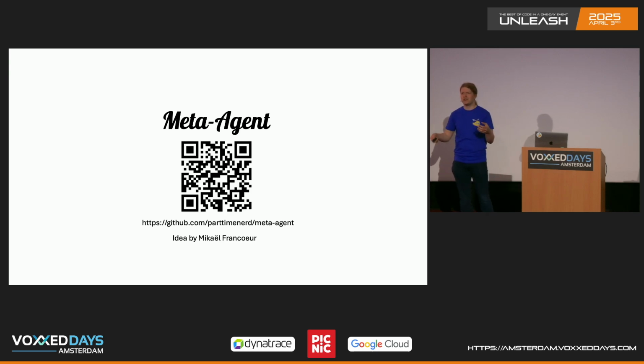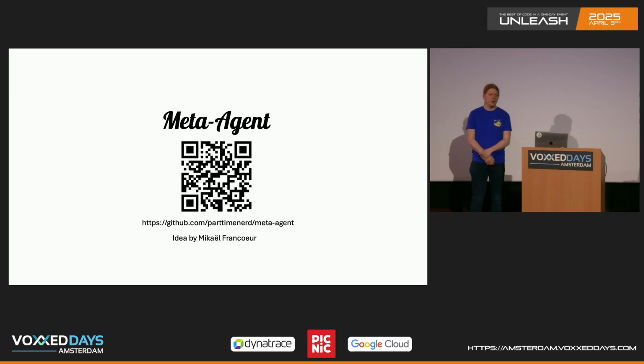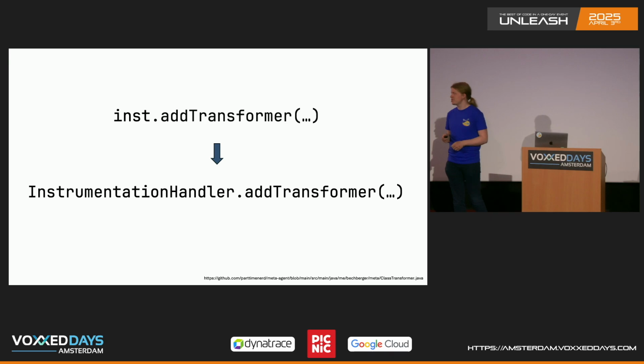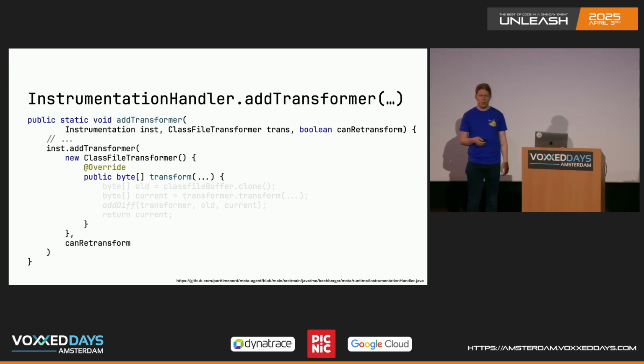This is an instrumenting agent for instrumenting agents, which is a mouthful. What it does, as you saw before, is that we can transform method calls, but instead of instrumenting an arbitrary calculate discount method, we call the method addTransformer on the instrumentation object. We could just instrument this, so we could instrument a method that adds transformers and add our own transformer. So we replace this with the technique you've seen before, with instrumentation handler dot add transformer, and that does the magic.